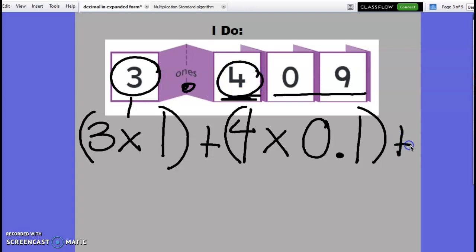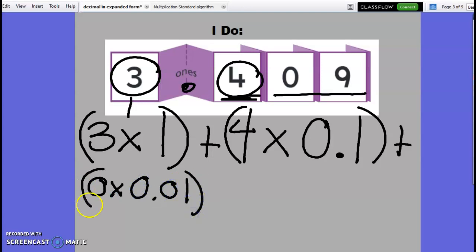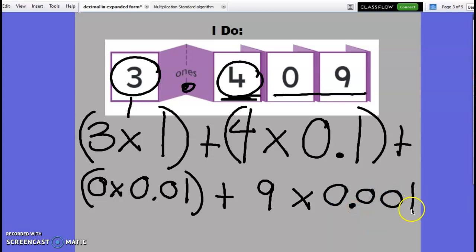Plus, I have 0 sets of hundredths. I'm going to write it out. You don't have to do this. Some ways ask you to notice that it's there or not, but either way, if you write it, it still means you have 0. I have 0 sets of 1/100th plus 9 sets of 1/1000ths.